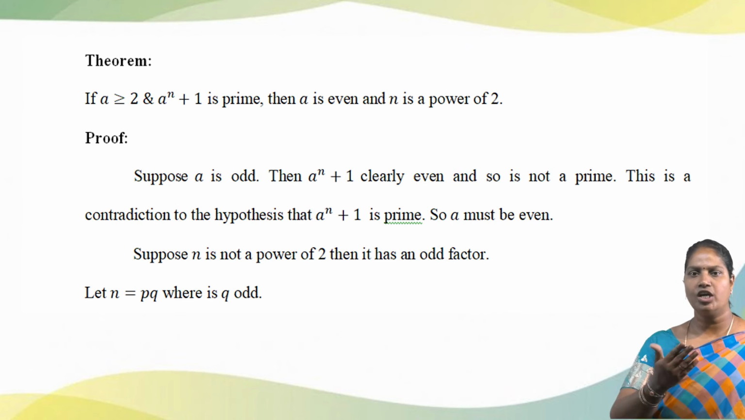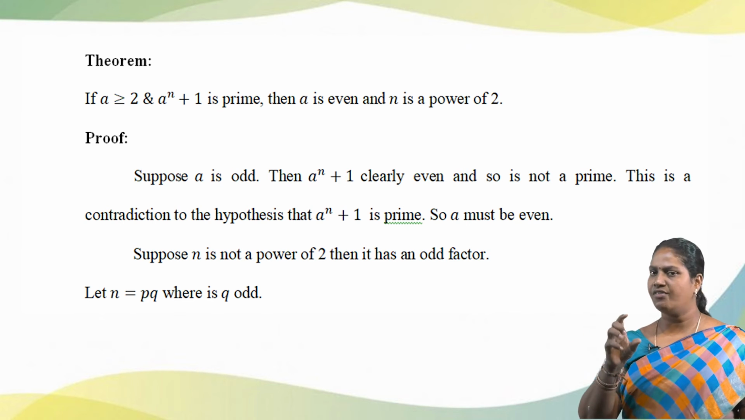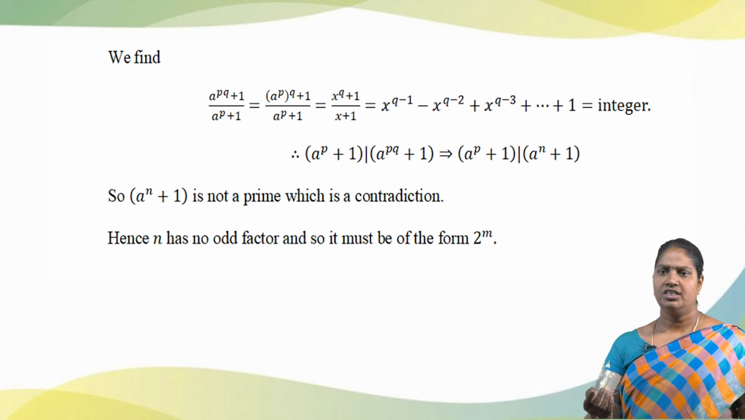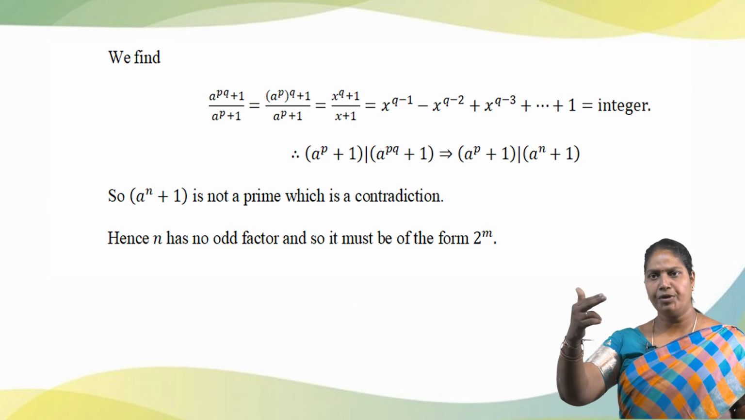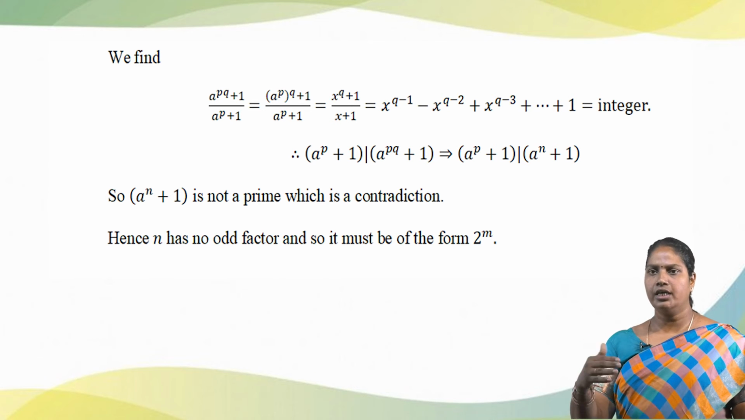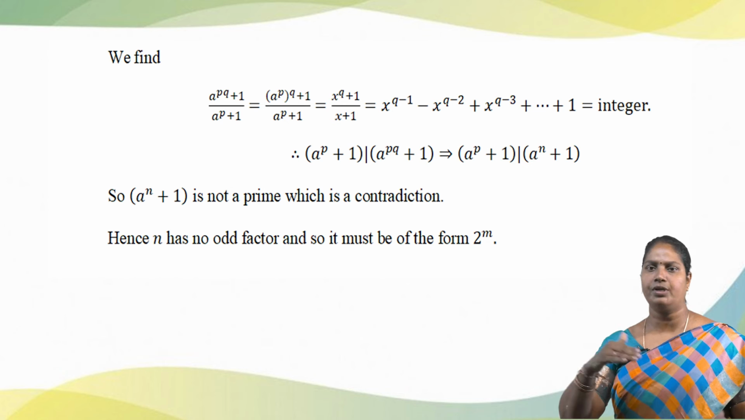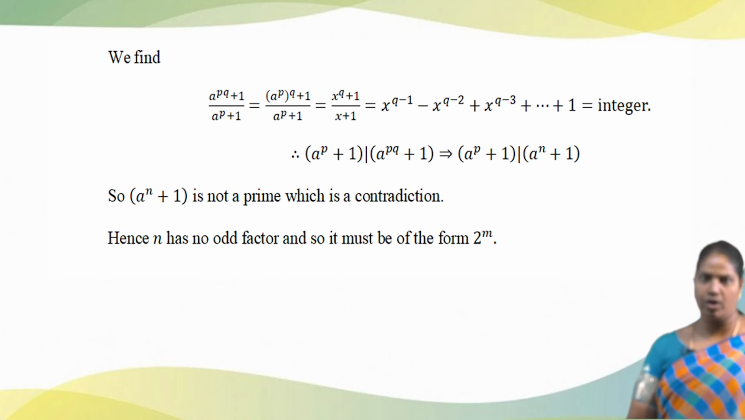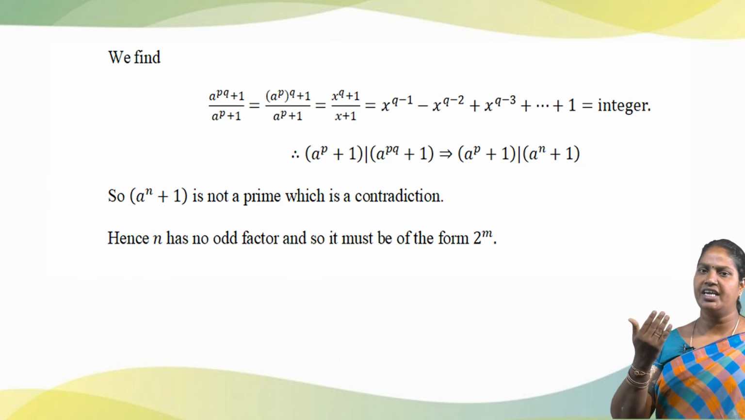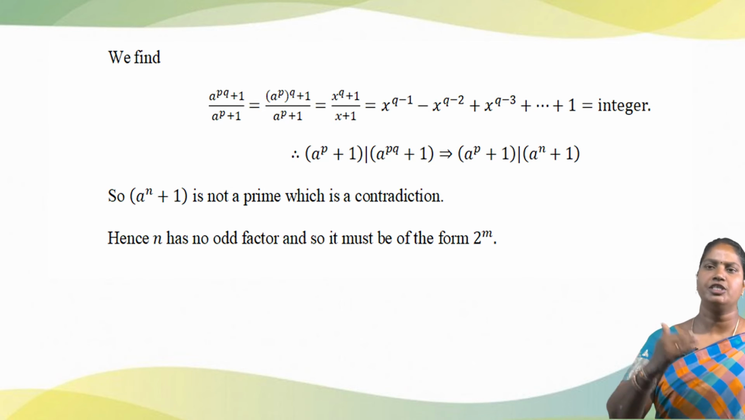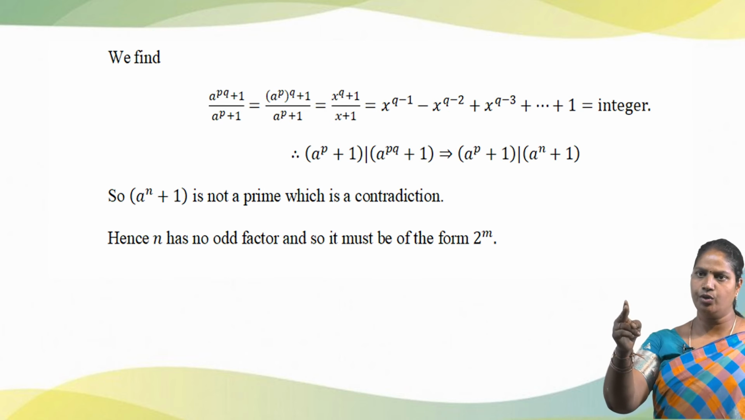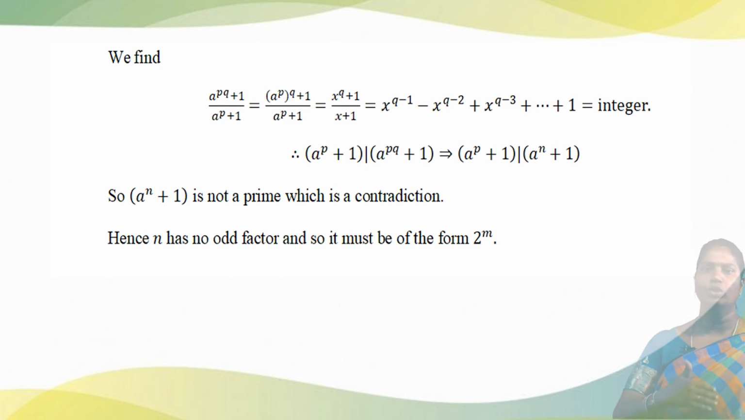Next, suppose n is not a power of 2, then it should be a combination of odd number and even number. So it should have an odd factor. Let n equal to pq where q is odd. Now next we consider the expression a power n plus 1, that is a power pq plus 1, divided by a power p plus 1. It can be written as a power p the whole power q plus 1 divided by a power p plus 1. But a power p we are taking as some x for convenience. x power q plus 1 divided by x plus 1, again using the binomial expansion, it can be written as x plus 1 into x power q minus 1 minus x power q minus 2 plus and so on.